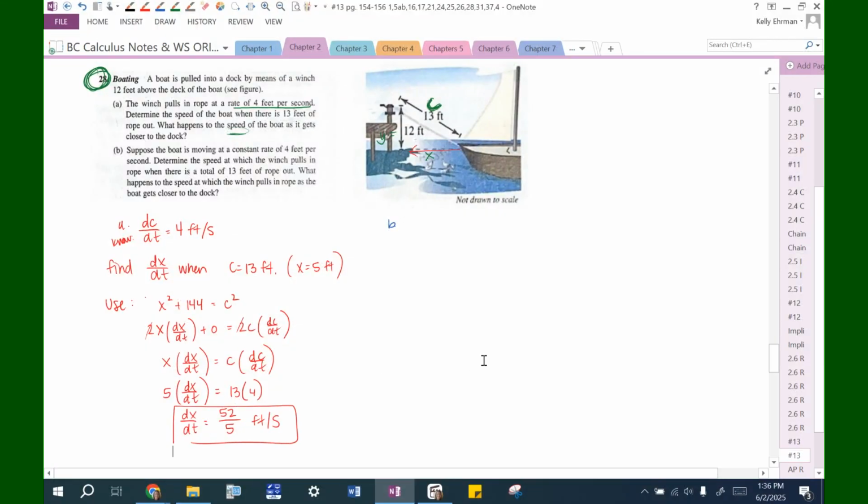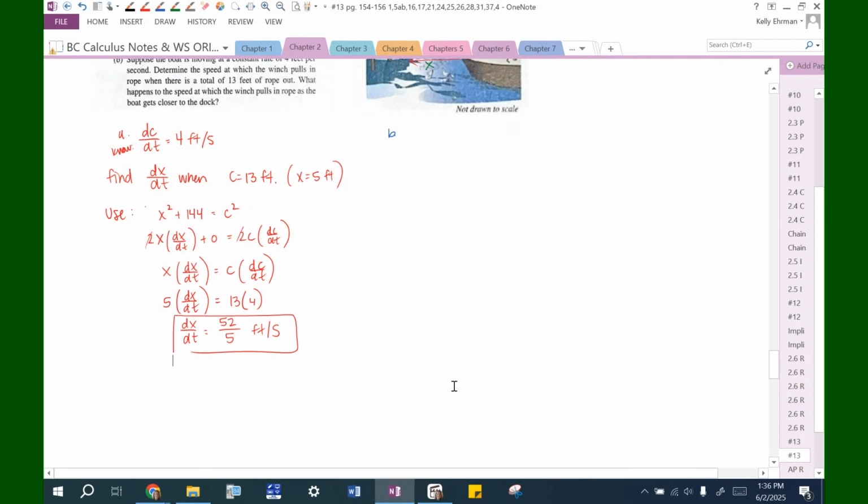And then it says, what happens to the speed of the boat as it gets closer to the dock? So again, I'm thinking about this and imagine this motion. You start pulling in a heavy object. It starts off pretty slow, but as it gains momentum, it starts speeding up, right? So I'm expecting my answer to be like, oh yeah, the speed of the boat is going to increase as it gets closer to the dock. How do I show that mathematically though?